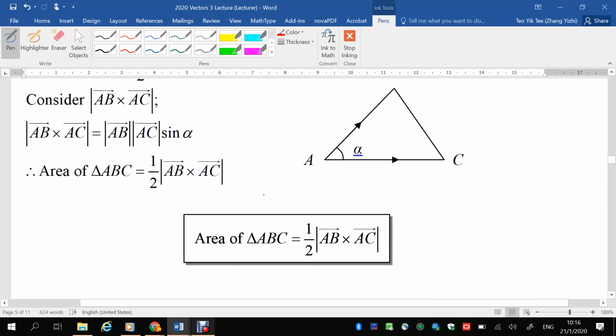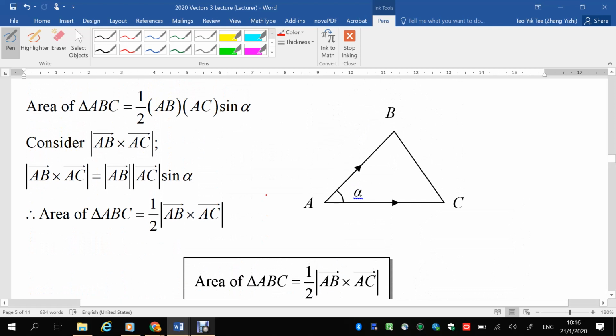Before I go any further, let me ask you now. Can you look up onto the screen? This is not your lecture notes. To find the area of triangle ABC, I say half AB cross AC. Can I use half BA cross CA? Can or cannot? Here I use half AB AC. Can I use BA CA?